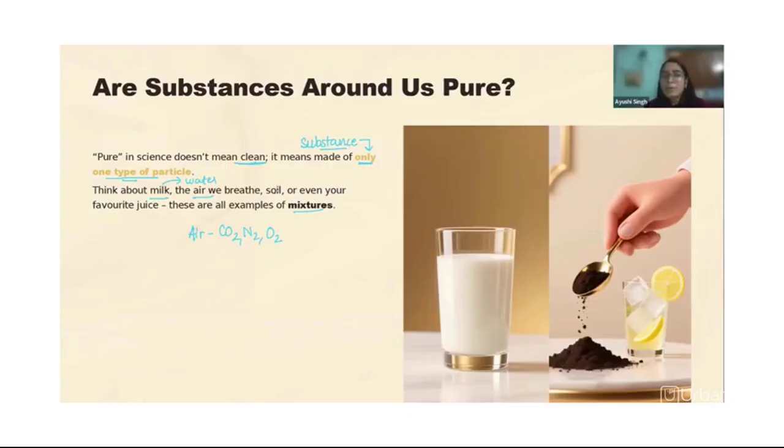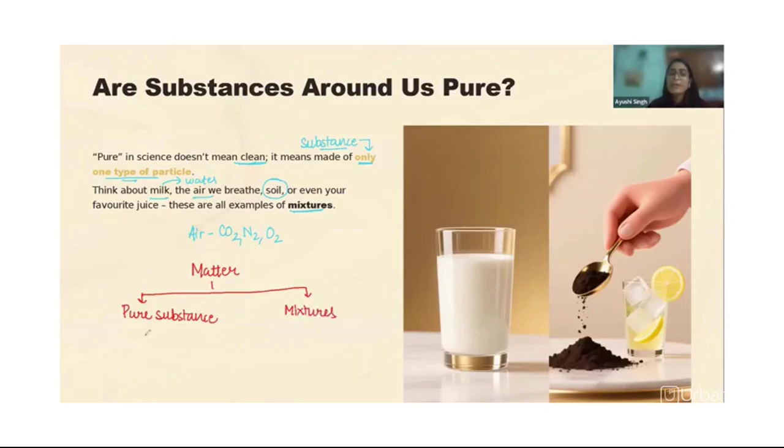The soil beneath us is also a mixture because you'll see a lot of rocks, a lot of humus and dead and decaying matter there. So if we broadly classify matter, you will see that matter is divided into two types. The first one is pure substances, and the second one is mixtures.